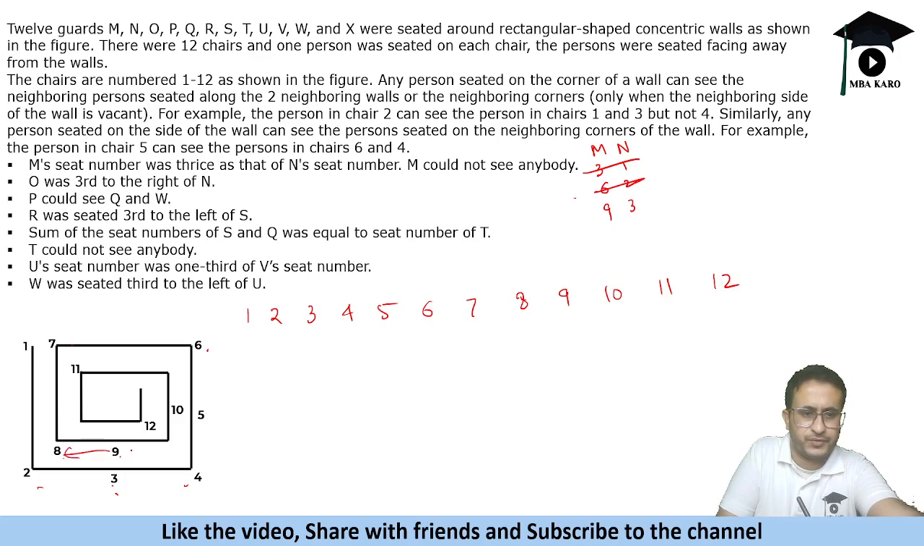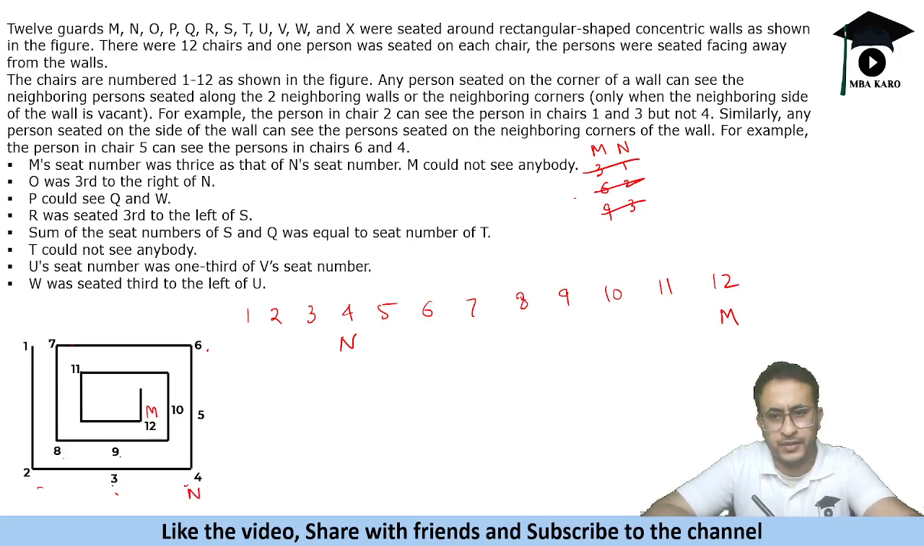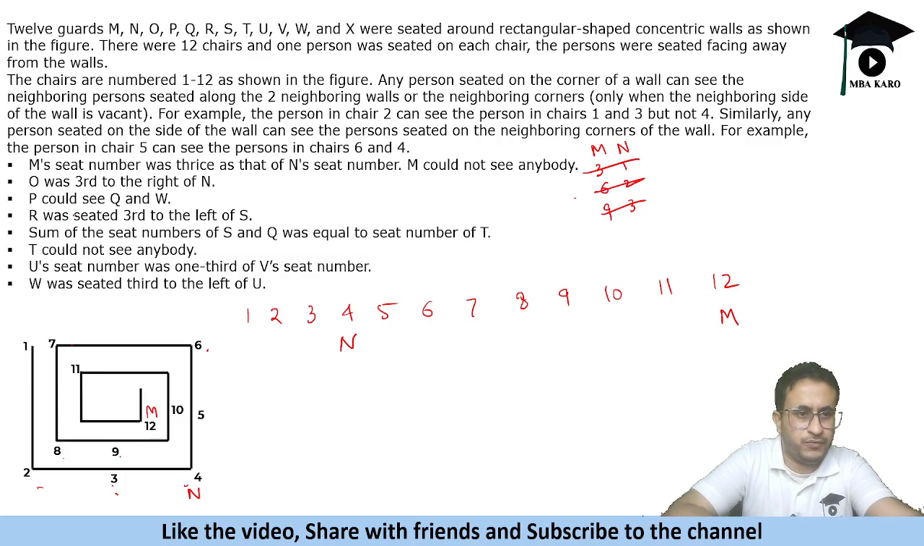Okay, so this is also not possible. So the only possibility is M is 12 and N is, okay, so you can place the people over here. M is 12 and N is at 4. Okay. Next, O was third to the right of N.